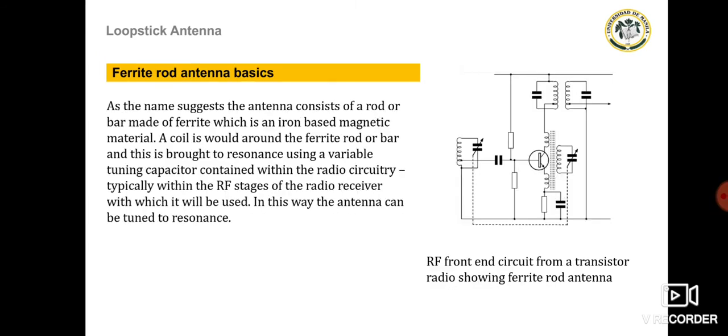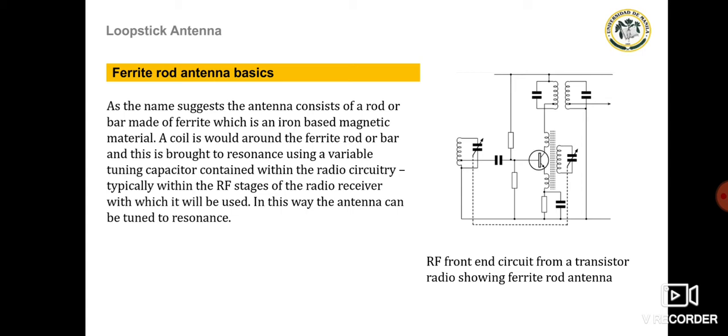Ferrite rod antenna basics. As the name suggests, the antenna consists of a rod or bar made of ferrite, which is an iron-based magnetic material. A coil is wound around the ferrite rod or bar, and this is brought to resonance using a variable tuning capacitor contained within the radio circuitry, typically within the RF stages of the radio receiver with which it will be used. In this way, the antenna can be tuned to resonance.